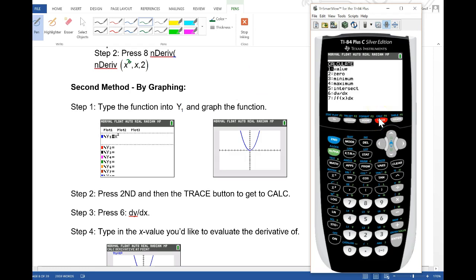You're probably used to this because you've done value, zero, minimum, maximum, and where they intersect. 6 is your derivative, 7 is your integral, which we'll do later on. So if you press 6, all you need to do is type in the x value you'd like to evaluate the derivative at. If we type in 2 and press enter, it will give us dy/dx equals 4. So there, you can graph derivatives.